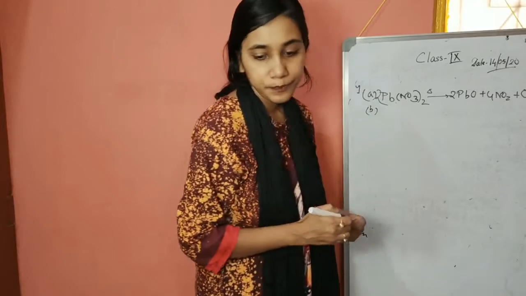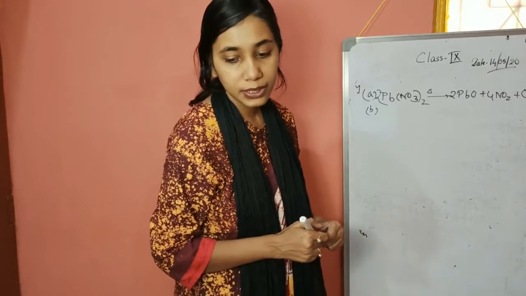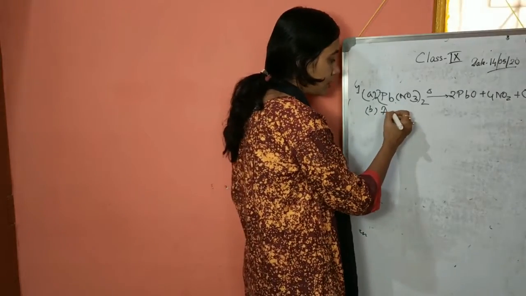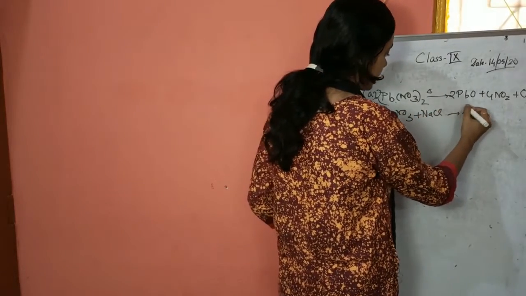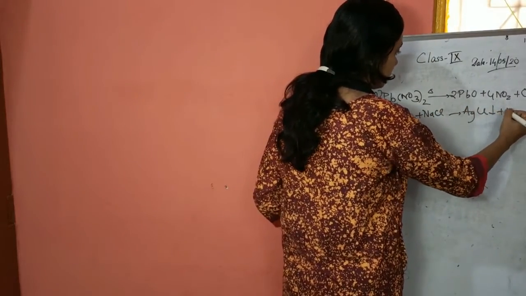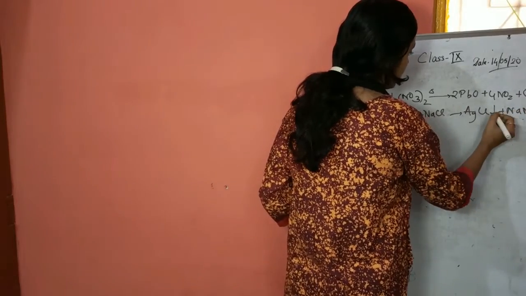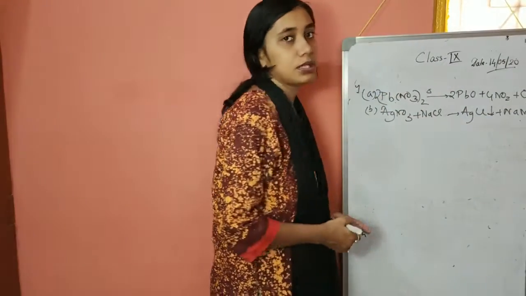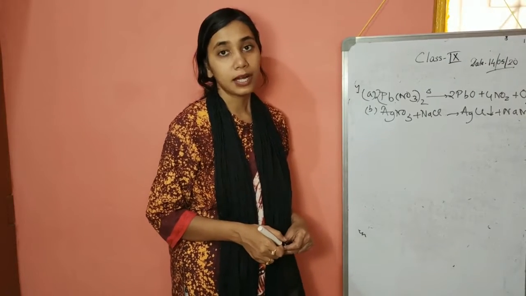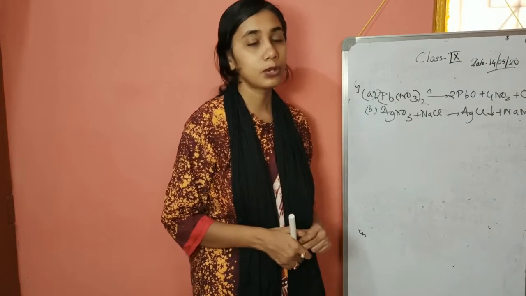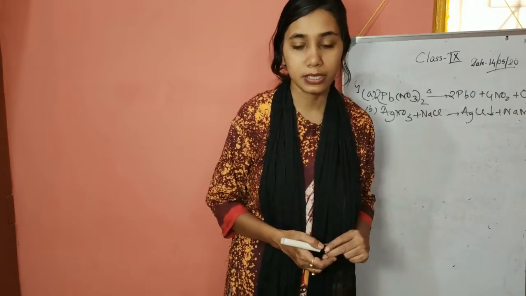Question number 2 is silver nitrate is added to sodium chloride solution. Another very popular one, silver nitrate and NaCl, when they react, that is a double decomposition reaction. So this is already balanced, and the observation is a curdy white precipitate is formed. If you have written only white precipitate, then also correct.